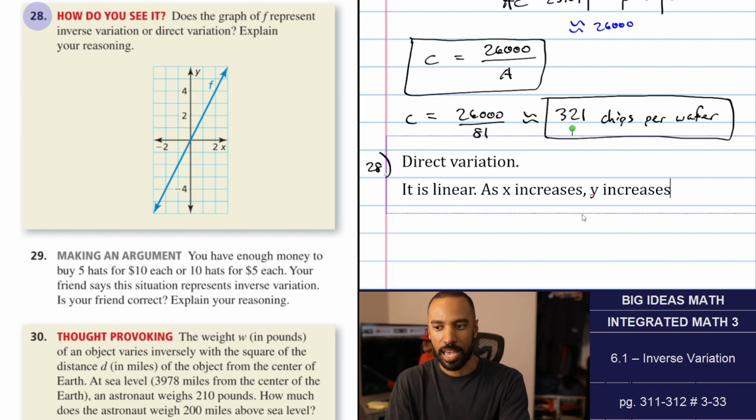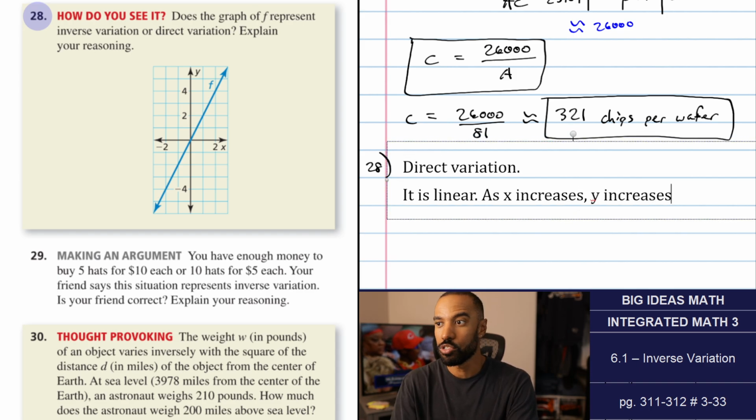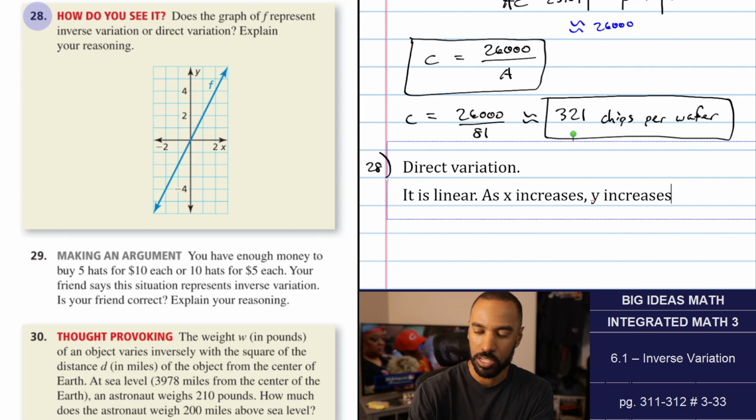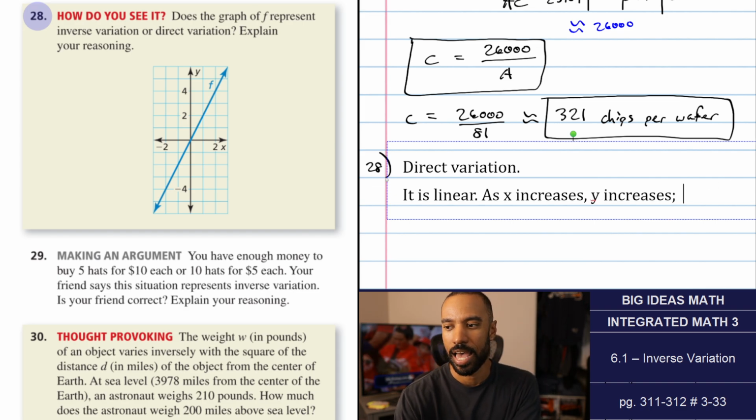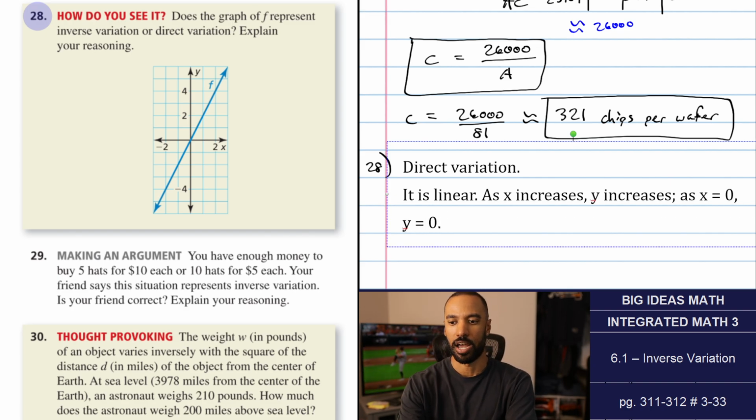And listen, we could test some actual values. And also, as x equals 0, y equals 0. That is something that only direct variation can do. Inverse variation cannot.